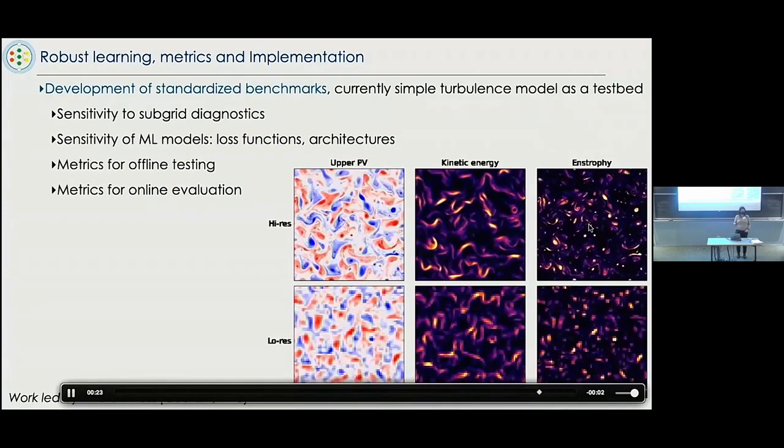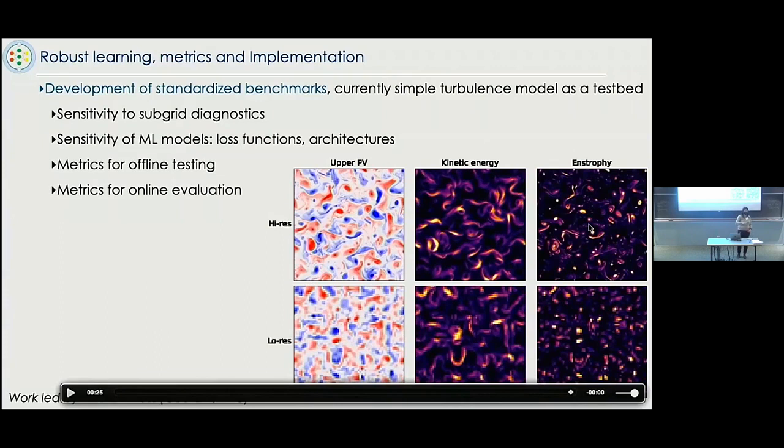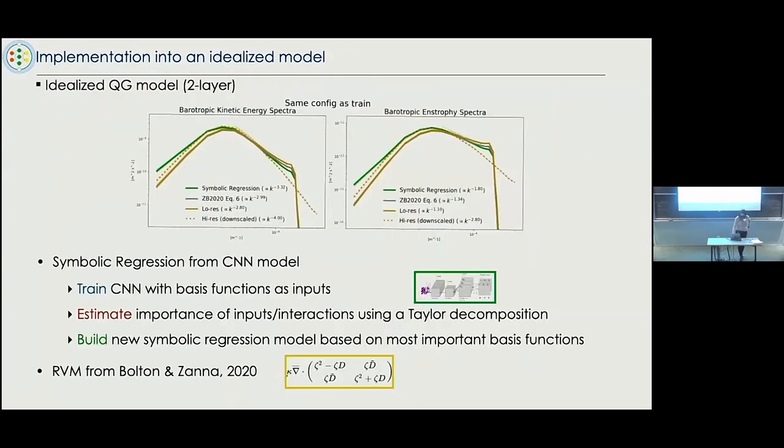Then doing a sensitivity to the machine learning models, different loss functions, different architectures, and then different metrics for offline and online. I think it's very important to have something rigorous if we really want to put this into climate models. We can't trust each independent study finding different things for different reasons. So I think we have to be very consistent in what we're doing.